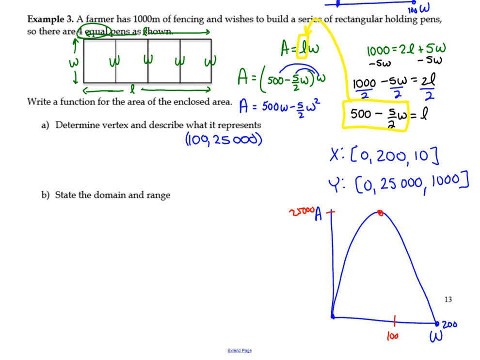So in the context, what does it represent? What does the x represent? Which variable? W, so a width of 100 meters gives, what's the 25,000 represent? What variable? Area. And that's specifically what about the area? The max area of 25,000.